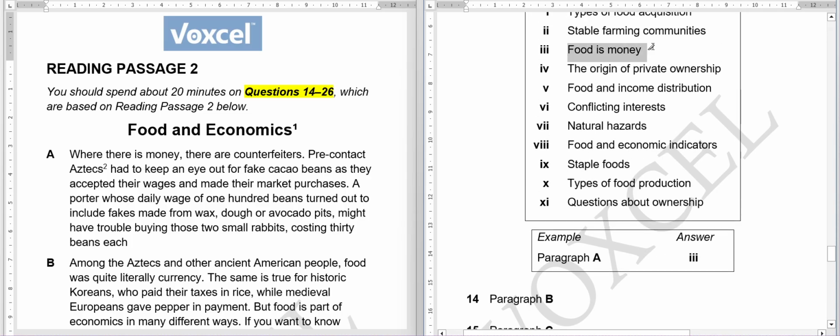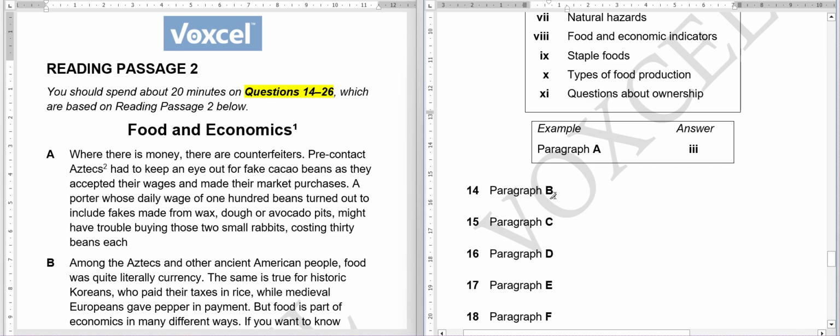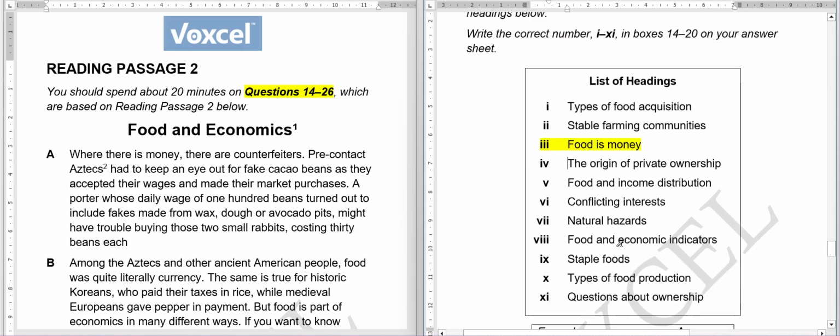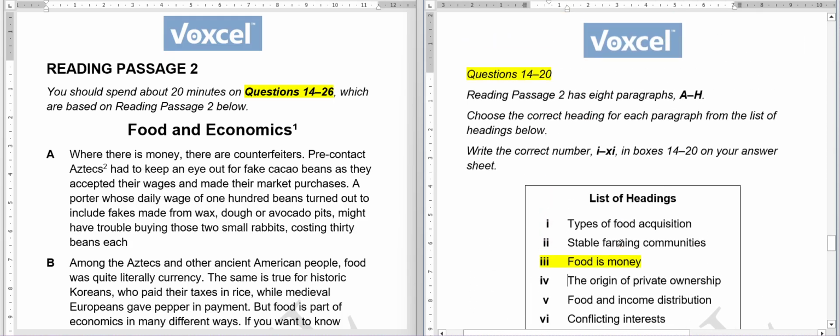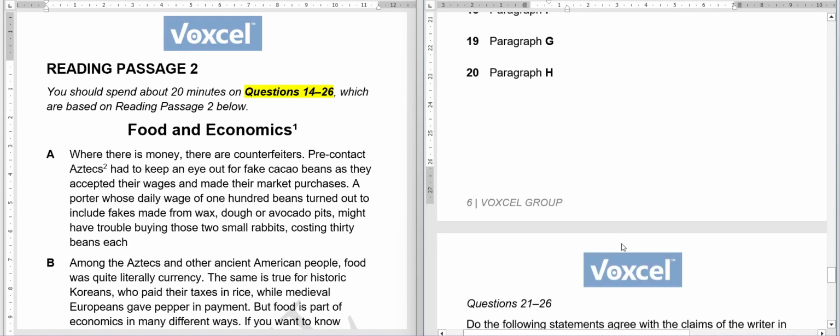So let me highlight this, so I know we should not focus too much on this option because it has already been done for us. So we have to read from paragraph B. Paragraph A, we will read it obviously because we will see the other questions. Maybe they will have some answers in that paragraph.